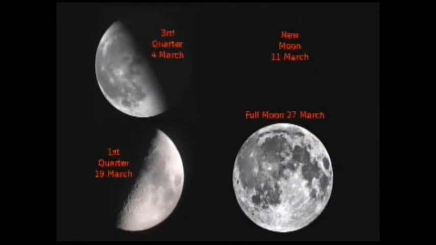The 11th of March is the new moon, and that means that the sky is dark all the time. The new moon is hard to see, so we represent that with a black piece of screen.